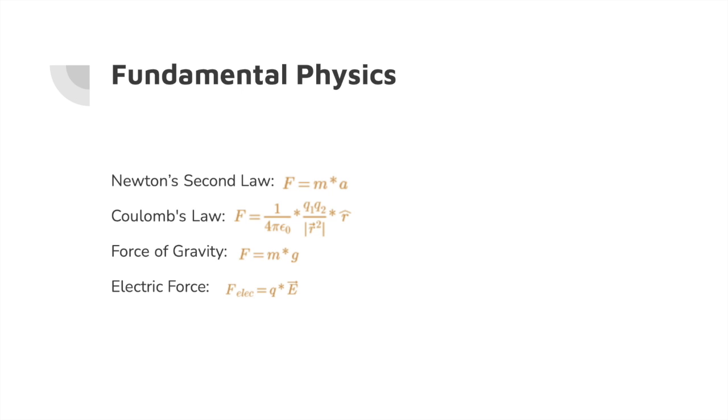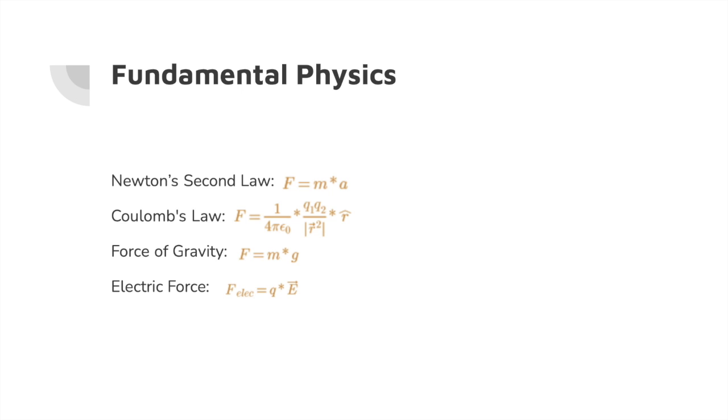For this lab, we will utilize a couple of fundamental physics principles. The first is Newton's second law, which says that the net force is equivalent to the mass of an object times its acceleration. The second is Coulomb's law, which describes the electrical relationship between two point charges. Specifically, it states that the electrical force is equivalent to K, or 1 over 4 pi epsilon naught, times the charge Q1 times Q2 over the magnitude of r squared, all times r hat.